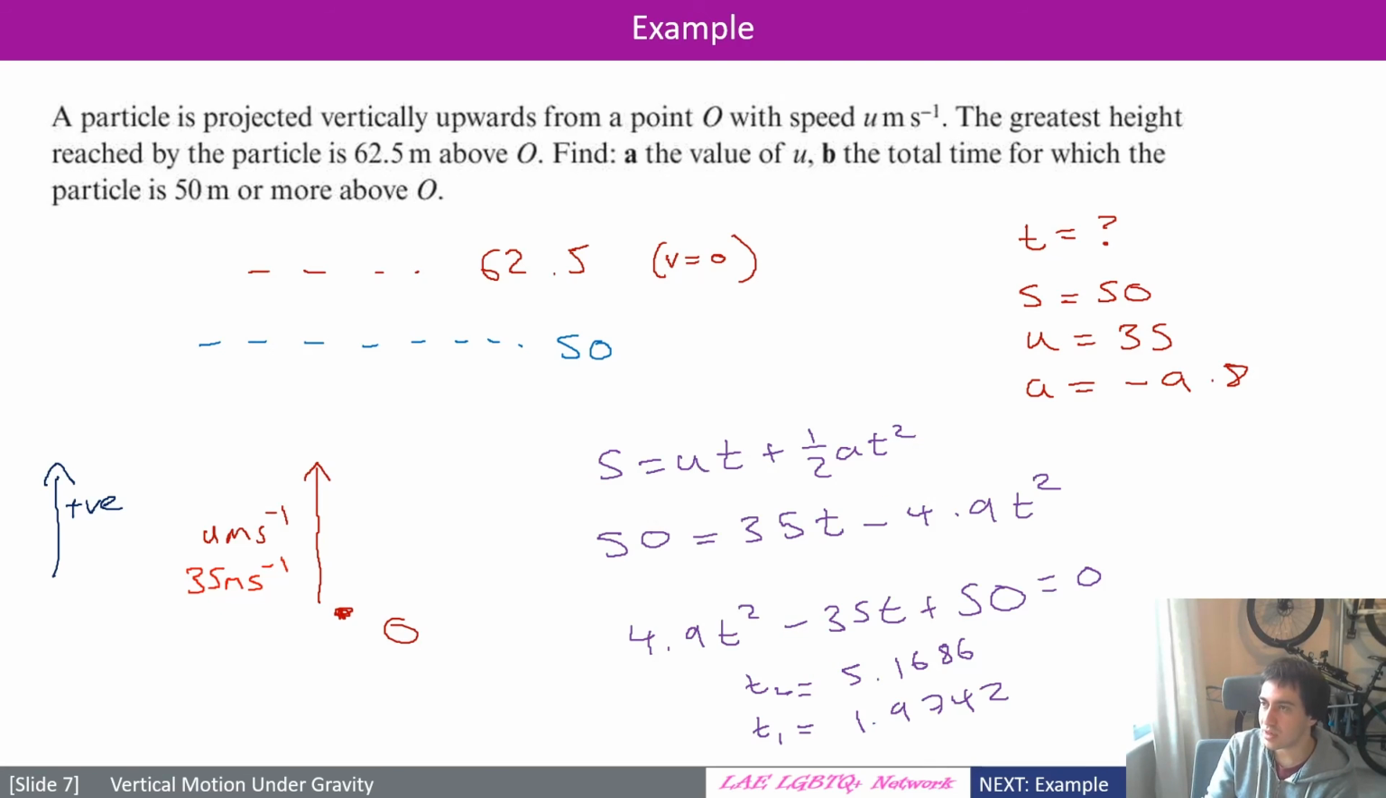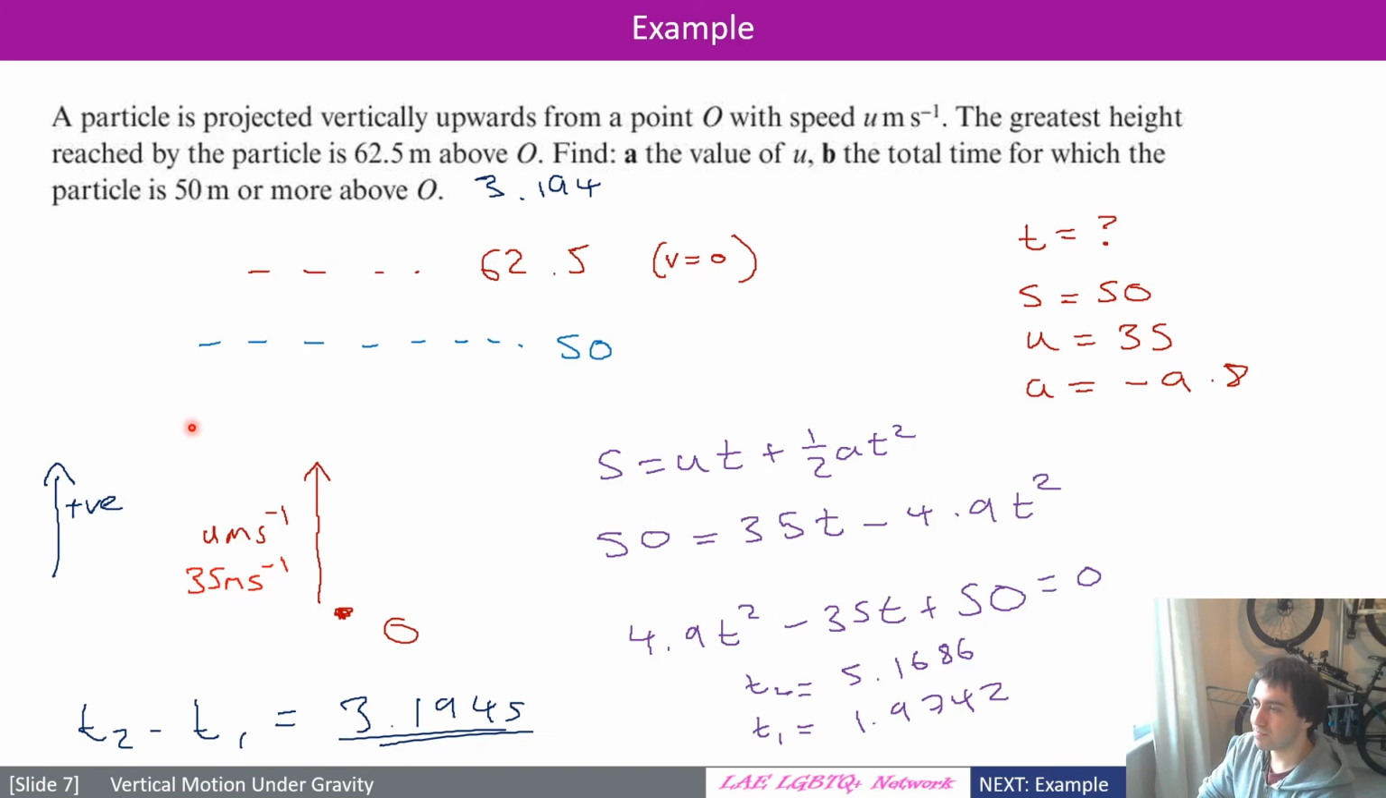So our final answer is t2 minus t1, which gives us the duration, and that turns out to be 3.194 seconds. So that's the answer, 3.194. The object was above the 50-meter mark for just over 3 seconds. Good to know. Let's look at our final example.